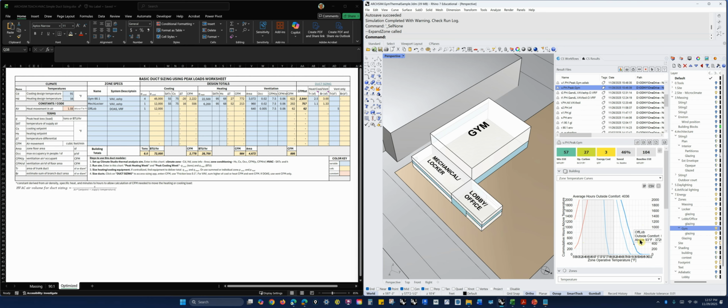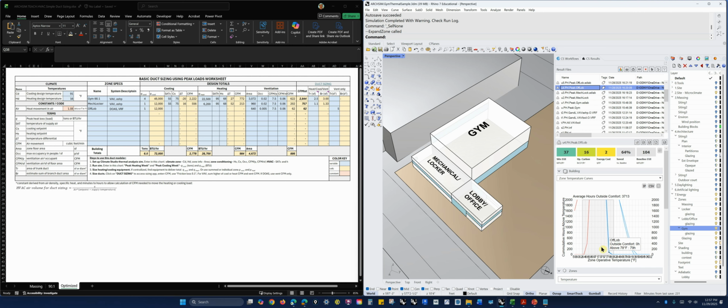So that means that some of the heat from the gym is leaking into the mechanical locker room. It's probably not the most accurate way of doing it. Actually, I'm going to switch to another one that's a little clearer. I did this work for the office. So I've got that situation where I've got a pretty wide variety.